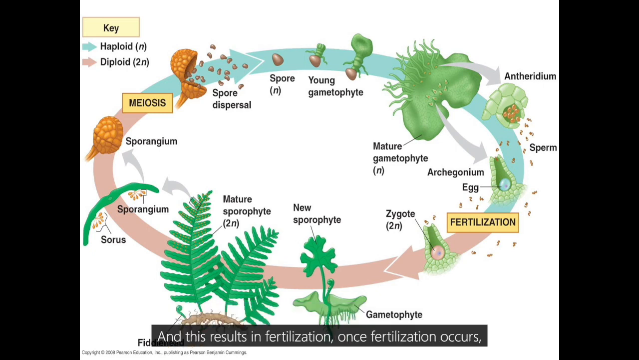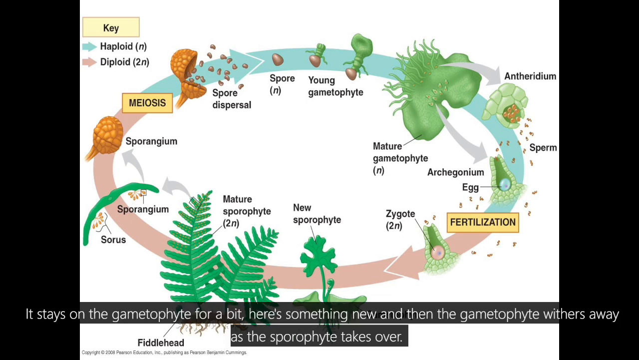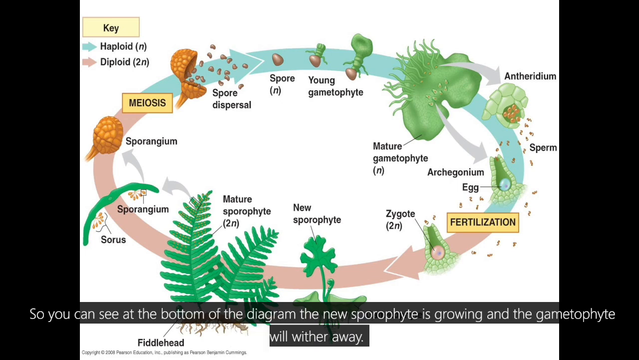Once fertilization occurs, of course, a zygote is formed, and that zygote is the new sporophyte. It develops inside the Archegonium for a bit. It stays on the gametophyte for a bit, and then, here's something new, the gametophyte withers away as the sporophyte takes over. So you can see at the bottom of the diagram, the new sporophyte is growing, and the gametophyte will wither away.